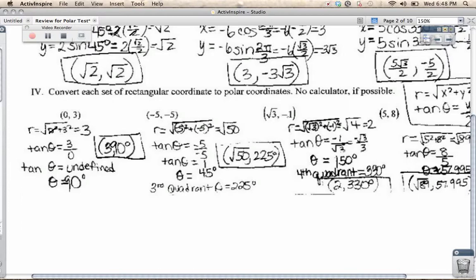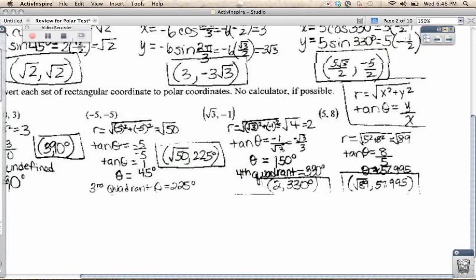Root 3 comma negative 1 is going to give you the square root of root 3 squared plus negative 1 squared. That's going to give you root 4, which is 2. Tan theta equals negative 1 over root 3. And again, this is where you have to have your unit circle memorized. Where is tan theta negative root 3 over 3? Well, that's going to be in the second quadrant. So therefore, in the second quadrant, your angle is 150, but root 3 comma negative 1 is going to put you in the fourth quadrant. So therefore, your angle is actually 330, and the point is 2 comma 330.